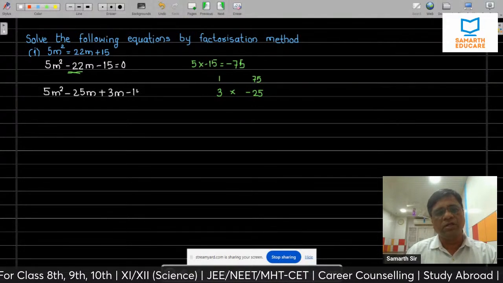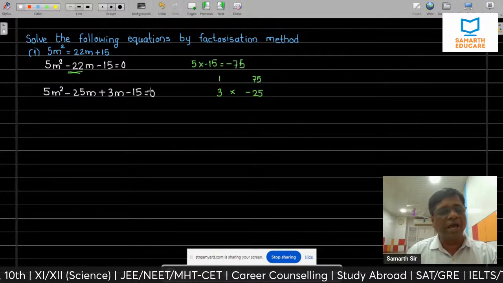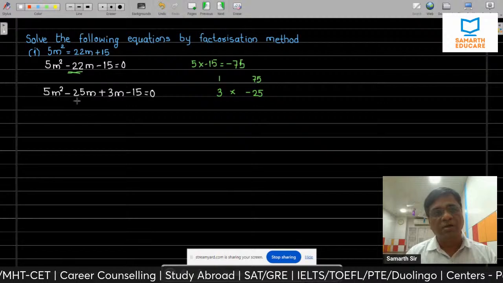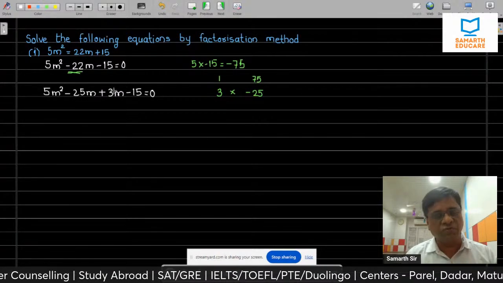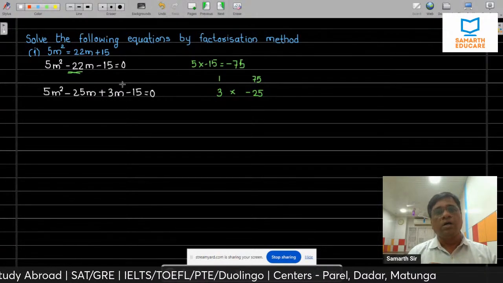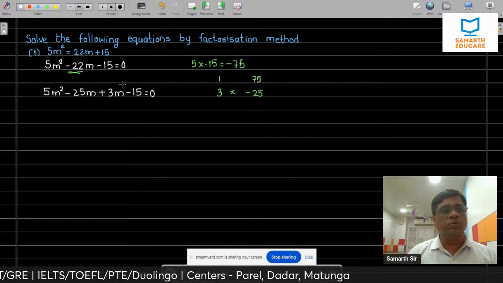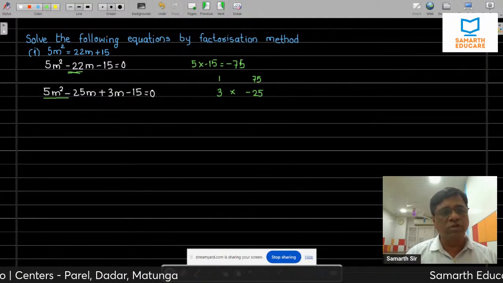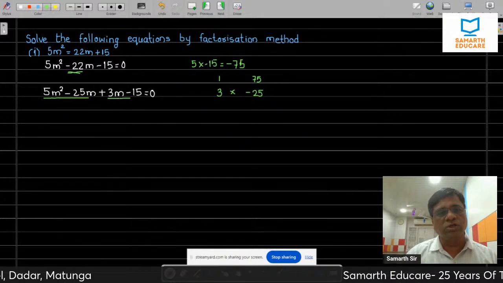Minus 15. Remember that we have not actually made any changes to the equation, its value remains the same, because minus 25 plus 3 is minus 22. We have just changed the way we represent the equation. Now you have to take the first two terms together and the last two terms together.